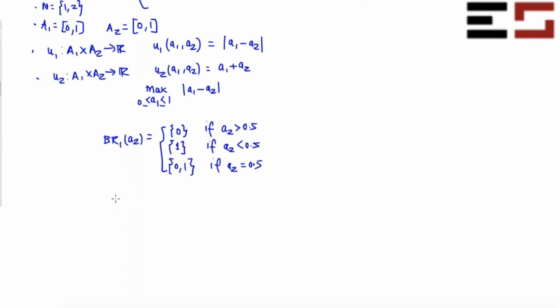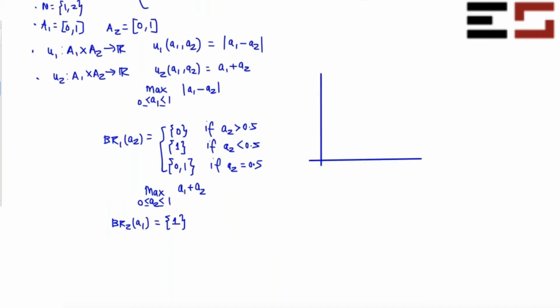Anyways, can you tell me what is BR2(a1)? Obviously, a1 is something that you take as given, and you can't really do anything about it. So you have to choose this a2, and you're going to choose it as big as possible. So it's 1. Is that okay? Now let's plot these best responses.